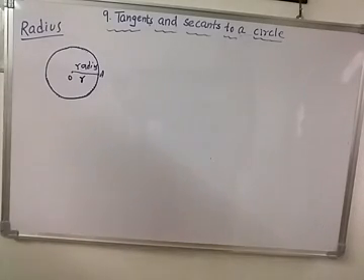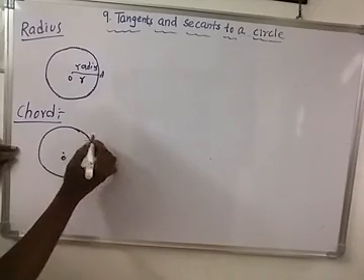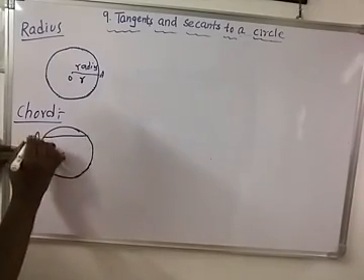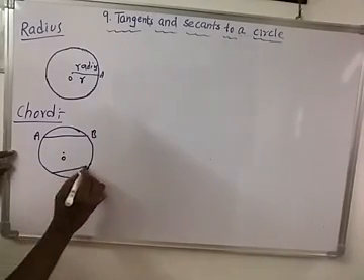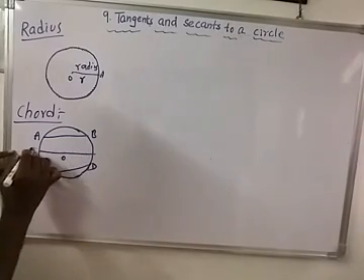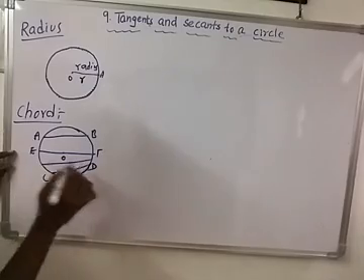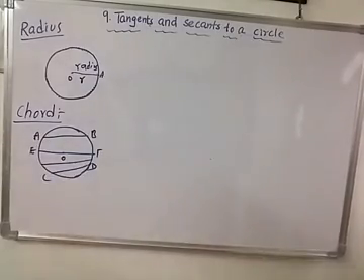Next, what is the diameter? First of all, what is a chord? A chord is a line joining any 2 points on a circle. A line joining any 2 points on a circle is called a chord. So this is also a chord. We can draw many chords on a circle.